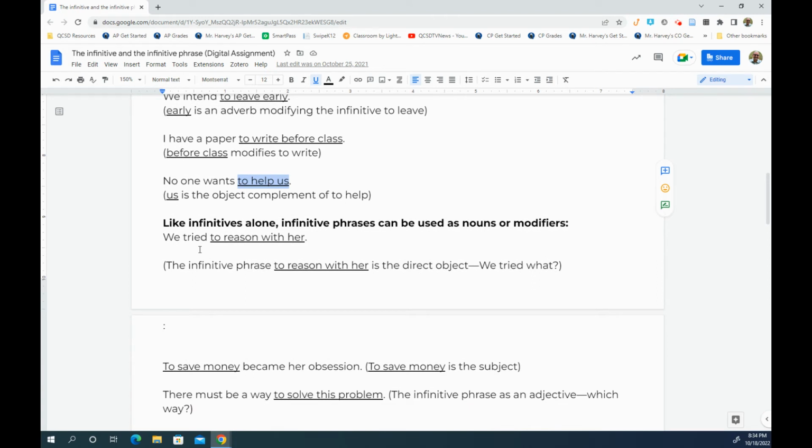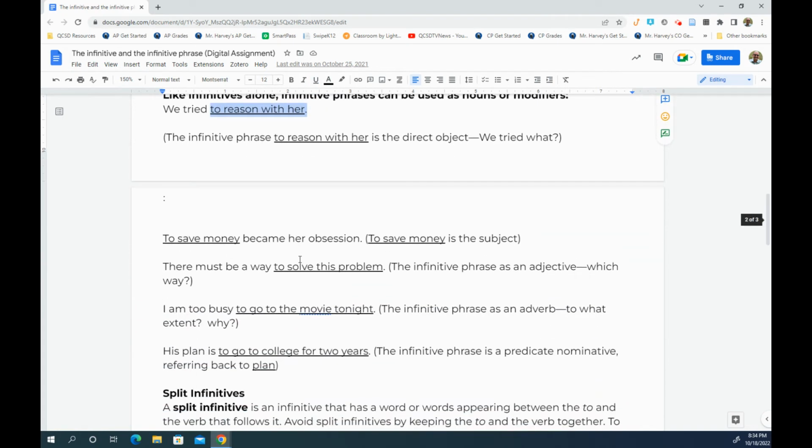Those are infinitive phrases. Like infinitives alone, infinitive phrases can be used as nouns or modifiers. So if I said something like, we tried to reason with her, the infinitive phrase to reason with her is functioning in this sentence as the direct object. We tried what? We tried to reason with her. It can function as the subject of the sentence. To save money became her obsession. Remember, the subject is who or what the sentence is about. And this sentence is about saving money, right? So to save money is the subject.